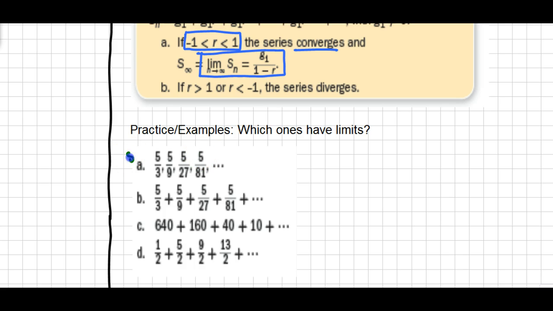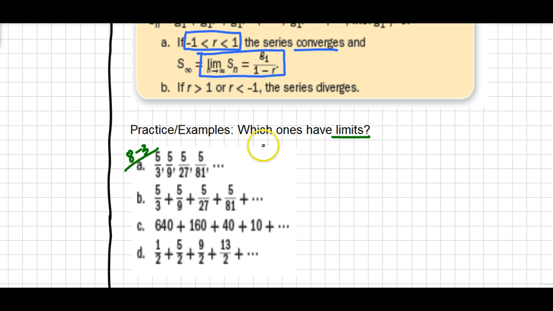So this first example is actually from what we learned back in 8.3 about limits. If it has a limit, it will have, in sequence form, a horizontal asymptote. So what you'd want to do is come up with an equation for this sequence, and determine if it has a horizontal asymptote.